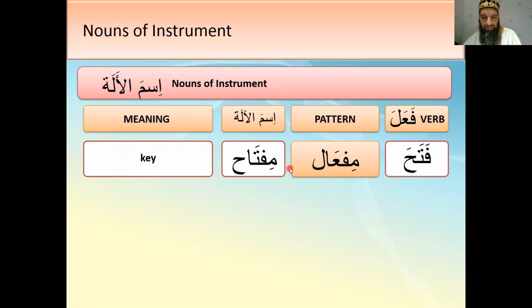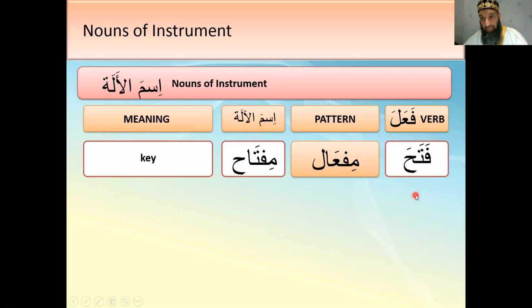Yes, the tanween is missing. I should have put tanween on. It should be miftahun, really. Inshallah, I'll sort these slides out before I send them. So it should be mif'alun and miftahun. It's maybe just a case of me being lazy and missing that out. We just say miftah for key, but it's really miftahun. So yeah, the double ending should be there.